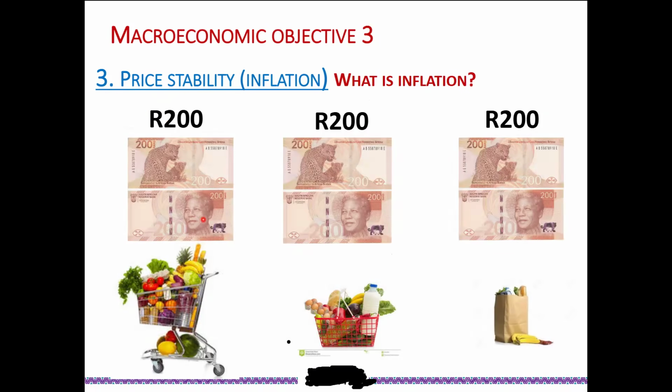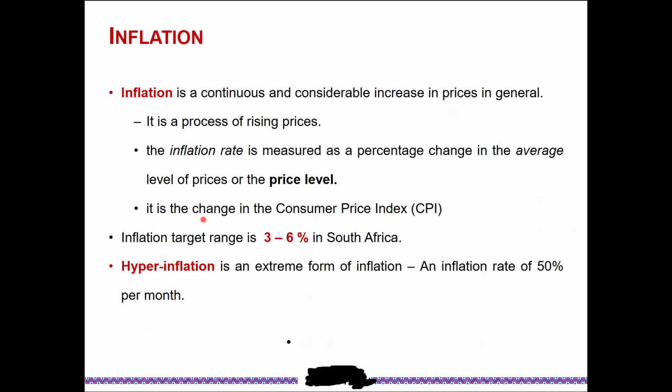And then price stability, the third macroeconomic objective, is price stability, which is inflation. And then they ask, what is inflation? So inflation is basically just the continuous. The key word is that it has to be continuous. So it's a continuous increase in the prices of goods and services. Right. So if the prices of goods and services keep on increasing, then we say we are experiencing what? Inflation. Right. Let's just go to the slide. So it is a process of rising prices.